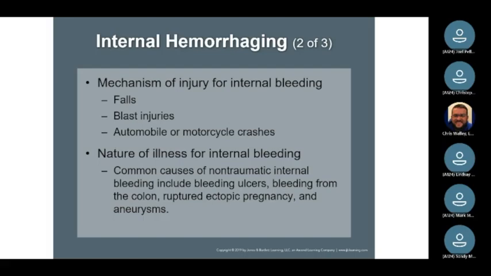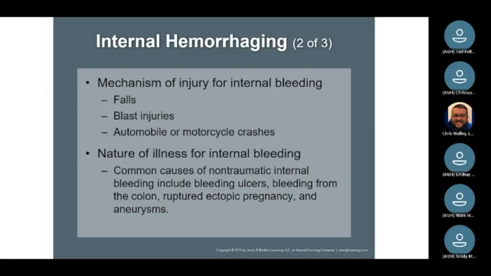All right, so your nature of illness for internal bleeding. Internal bleeding is not always caused by trauma. Common causes of non-traumatic internal bleeding include bleeding ulcers, bleeding from the colon, ruptured ectopic pregnancy, and aneurysms. In older patients, dizziness, faintness, or weakness may be the first sign of non-traumatic internal bleeding.